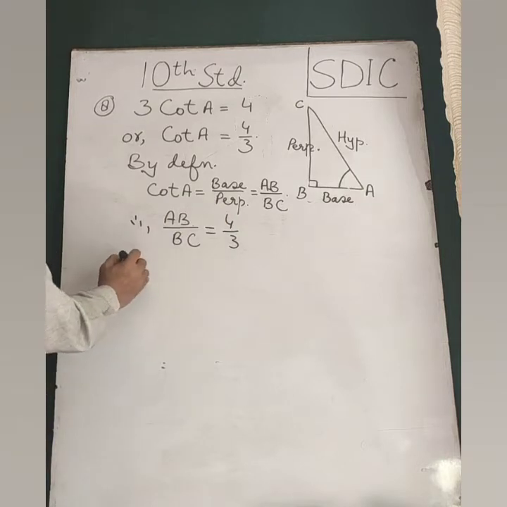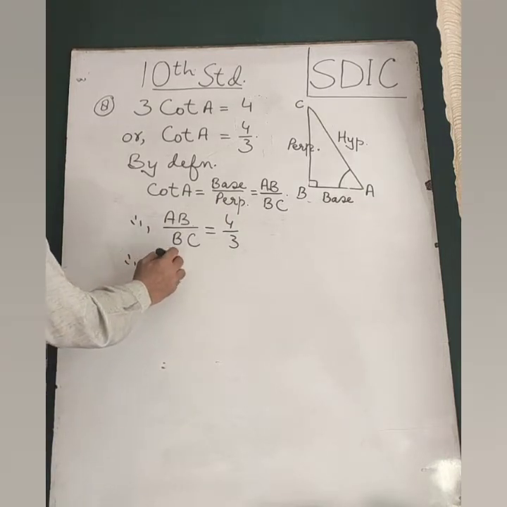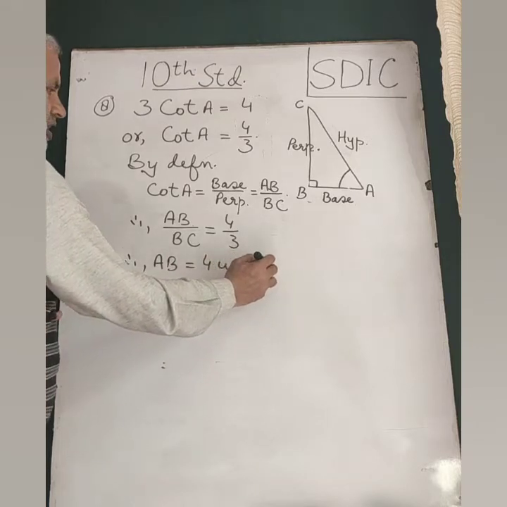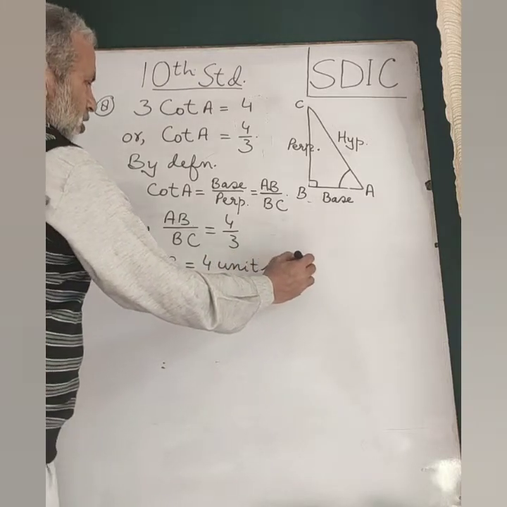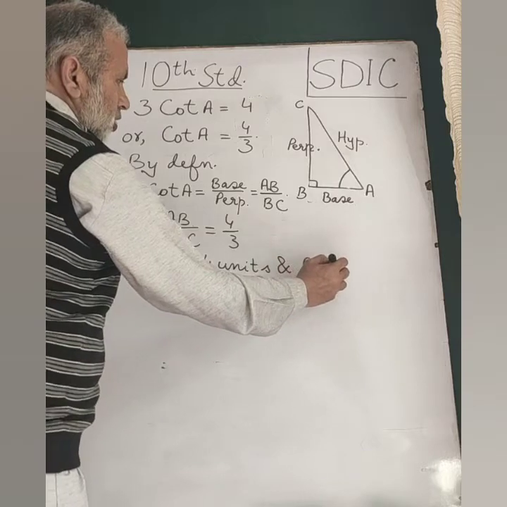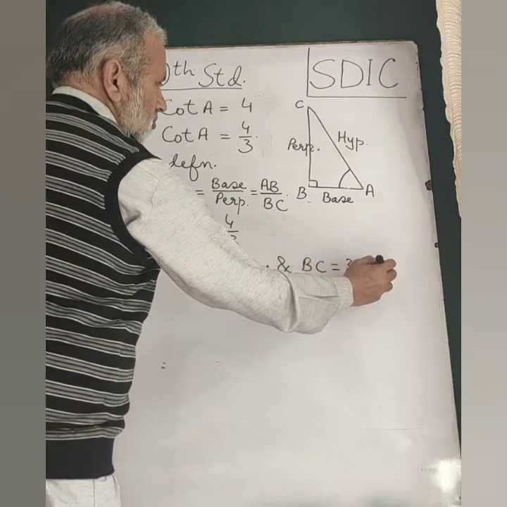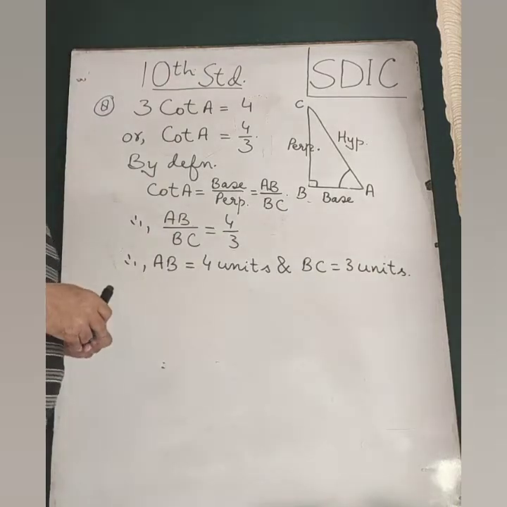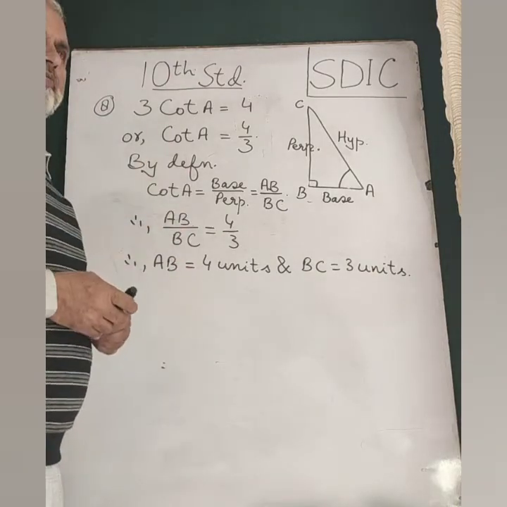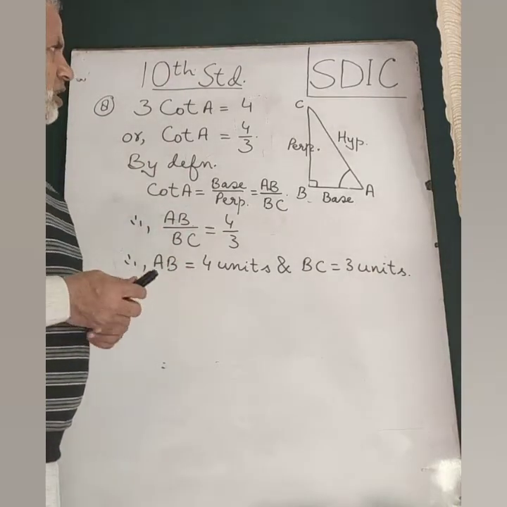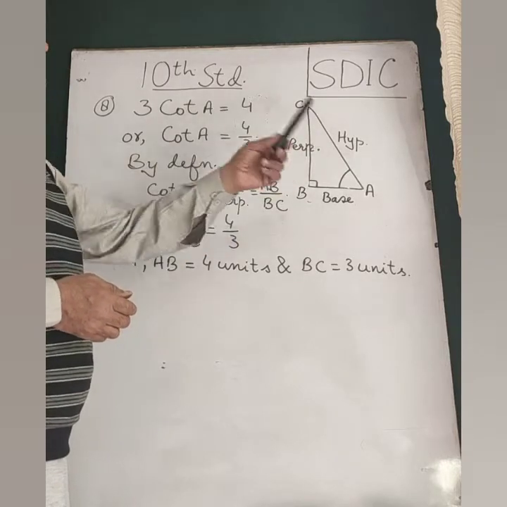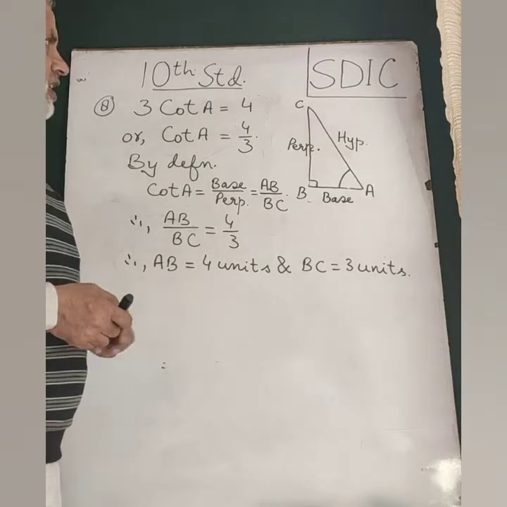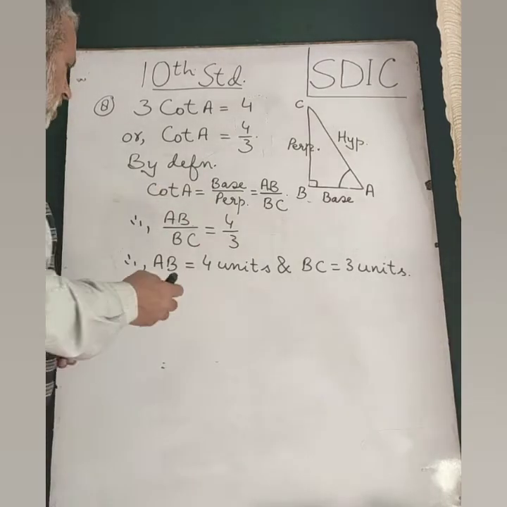And this by comparison will give us AB is equal to 4 units, numerator equal to numerator, and BC is equal to 3 units, denominator equal to denominator. We got the measures of two sides, like all previous questions. Now remains the measurement of the third side, the length of side AC, the hypotenuse here. And we will as usual find that by applying Pythagoras' theorem.